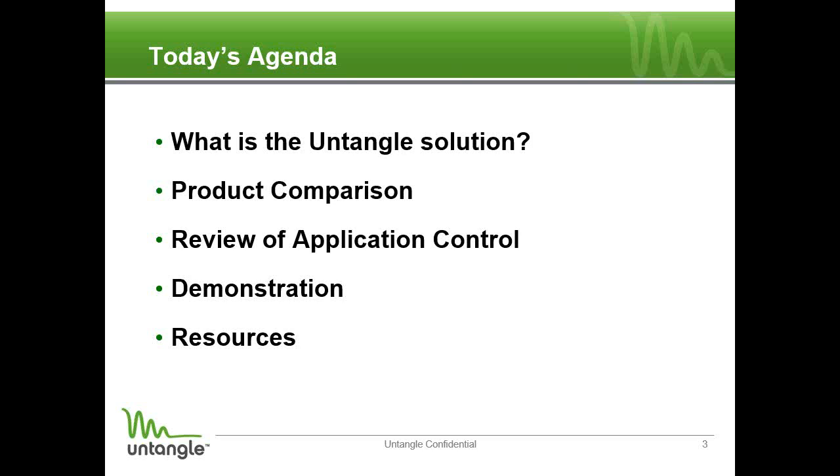On our agenda today, we'll be talking about what Untangle is and going through a little product comparison. We'll be going through a little bit more in-depth review of application control. We're not going to be going to a complete deep dive, but it'll be leaning towards that. And we'll give you a demonstration on blocking BitTorrent. We'll also be blocking YouTube as well as blocking Facebook using application control, and we'll show you how that works as we go through. And then we'll cover off some resources towards the end of the webinar today.